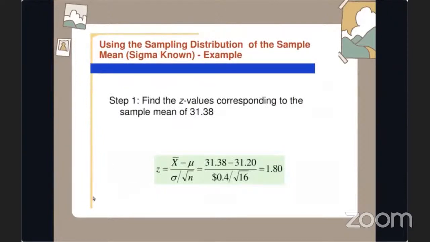Using the sampling distribution of the sample mean, sigma known example. Step 1. Find the z value corresponding to the sample mean of 31.38. And this is the result from the formula.